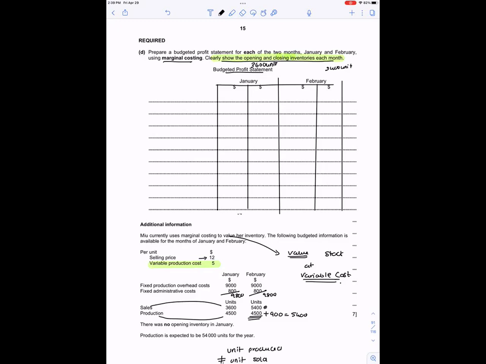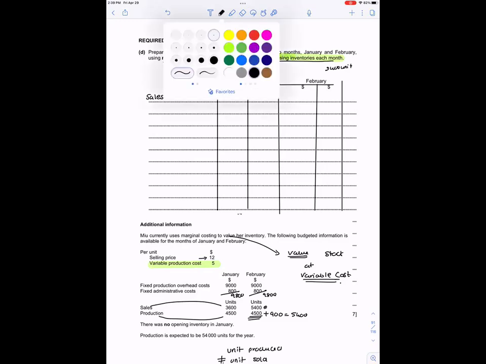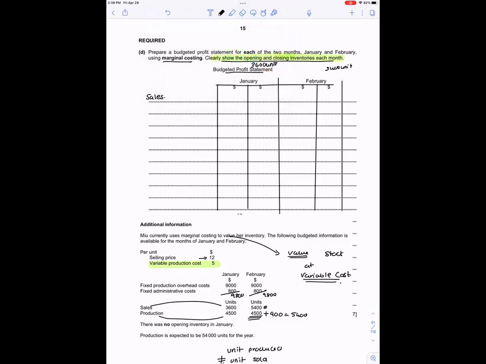Come on, tell me, we will start with what first? Sales. For January, what is my sales? 3,600. What is the selling price? 12. So 3,600 into 12.